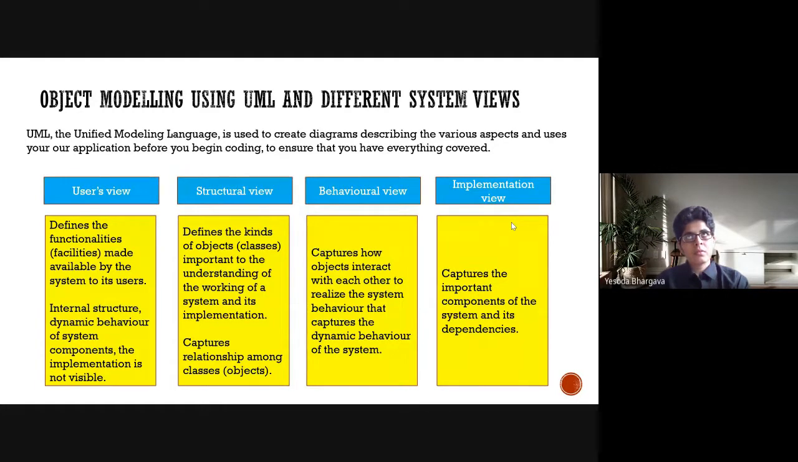So, what about use case diagram? Do you think use case diagram fits in the user's view? So, am I audible? Is the question clear?